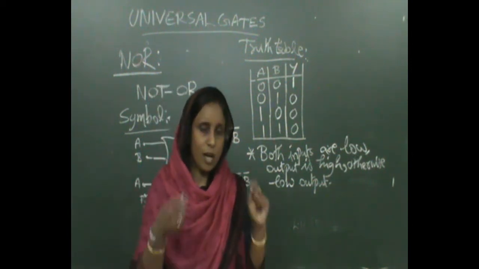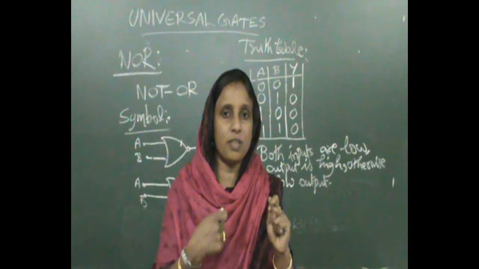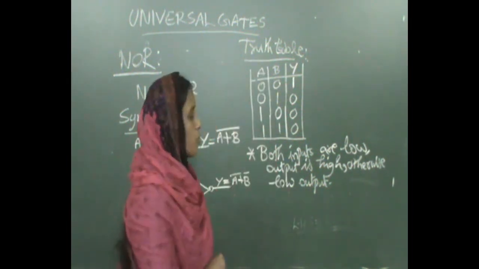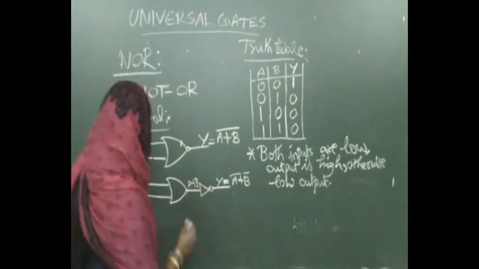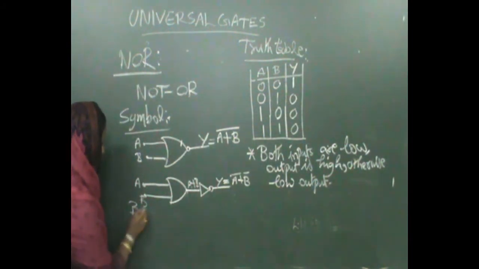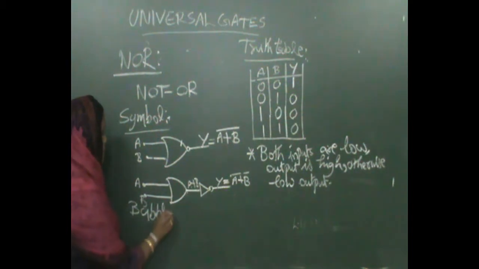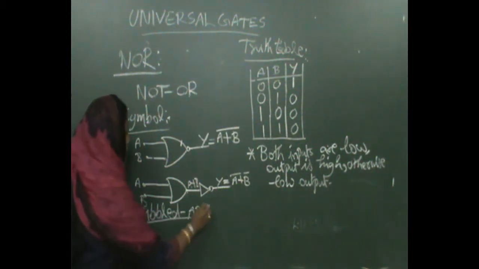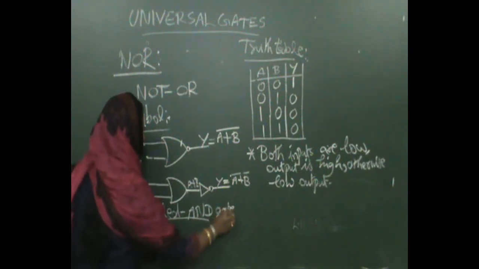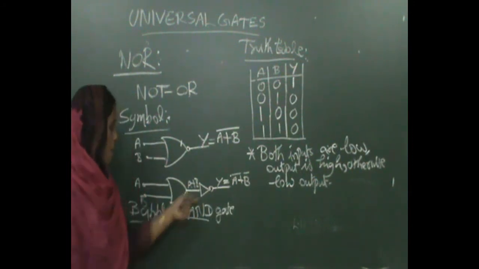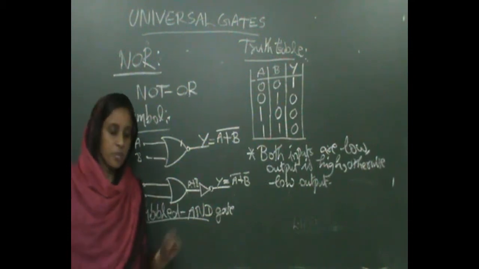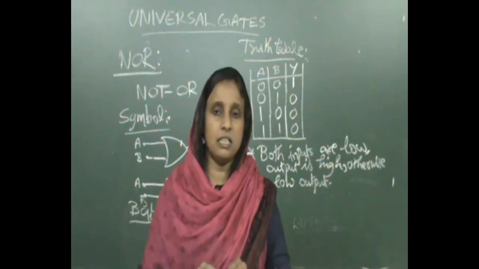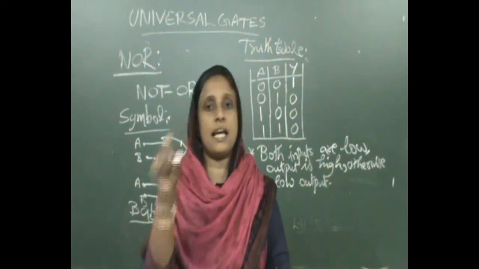Now we have to check some similarity between our fundamental gates. For example, you have to check the bubbled AND gate. I can write here the circuit. Bubbled AND gate means if the input of the AND gate is inverted, it is called bubbled AND gate.